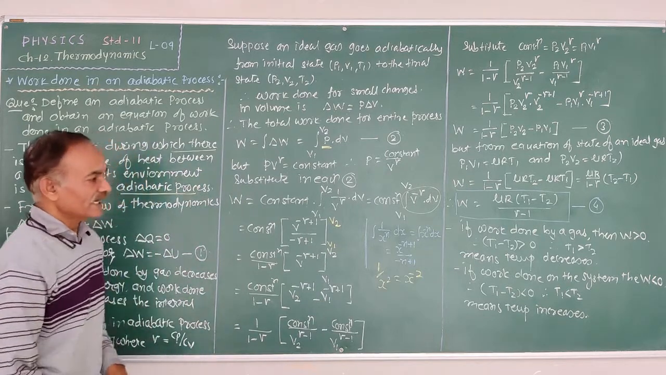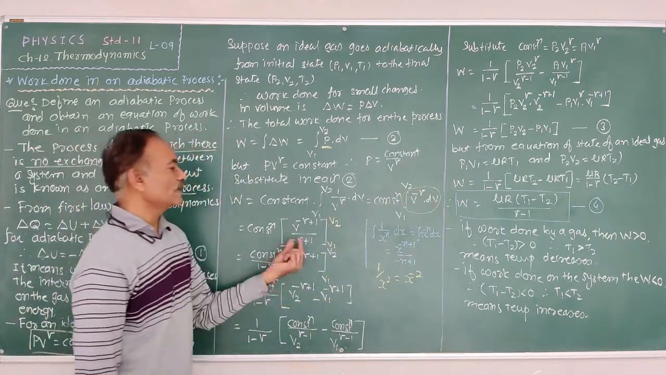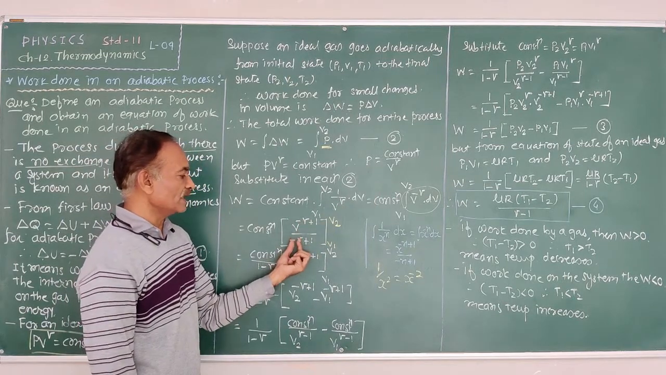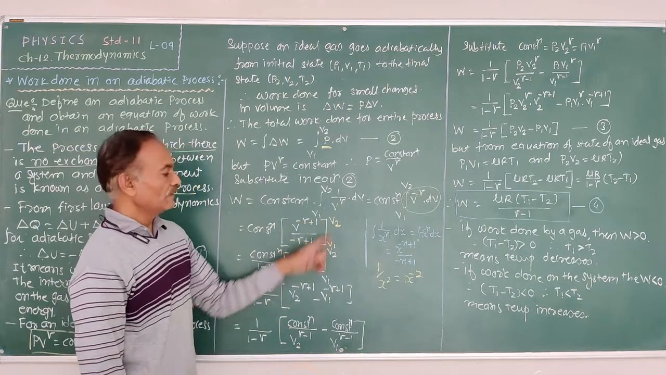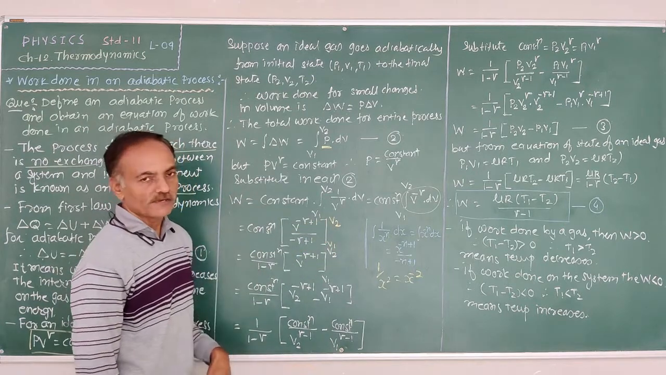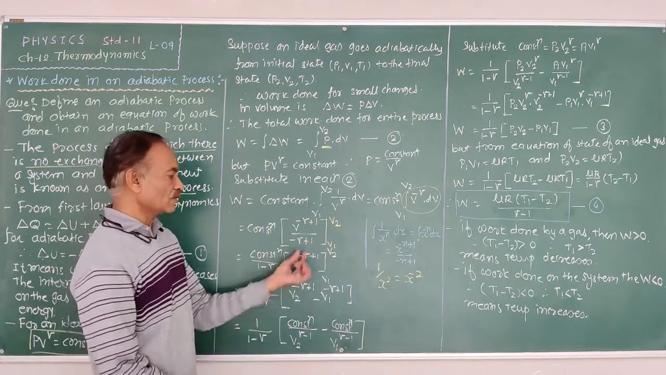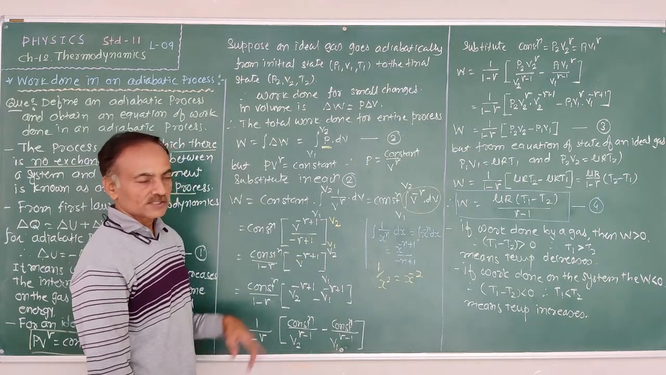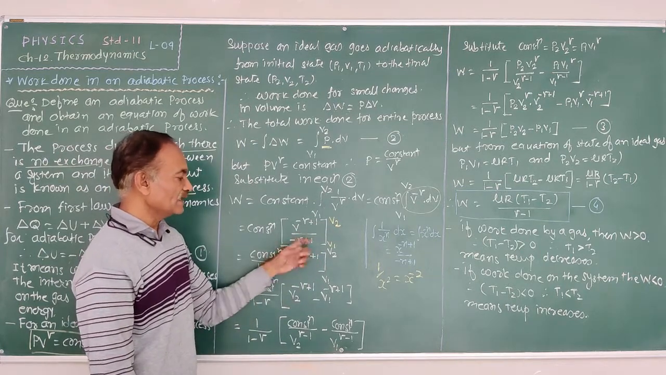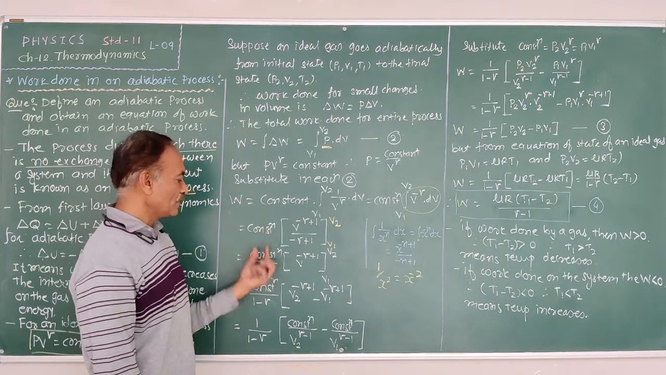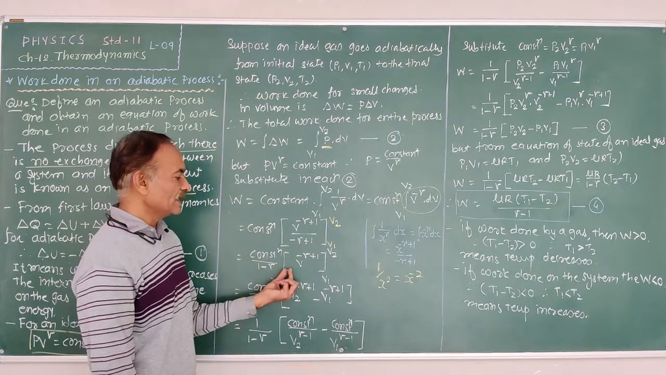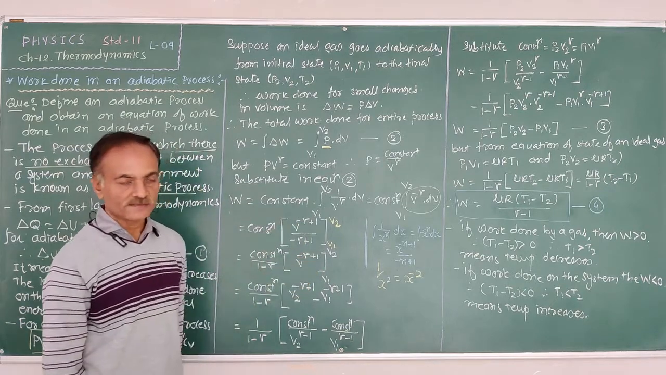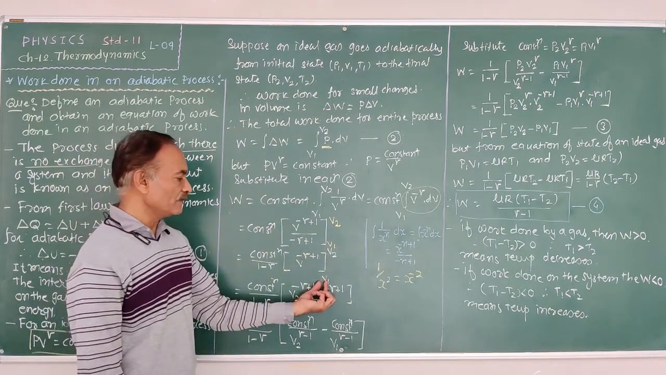Again, the integration of V to the power minus gamma is V to the power minus gamma plus 1 upon minus gamma plus 1, with the value varying from V1 to V2. This term is taken out of the bracket, as it is independent of V1 and V2. So minus gamma plus 1 is 1 minus gamma. Therefore, constant upon 1 minus gamma. The remaining term is only V to the power minus gamma plus 1, where the value of V varies from V1 to V2.